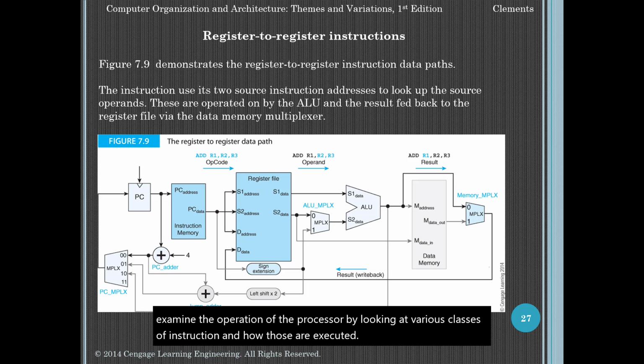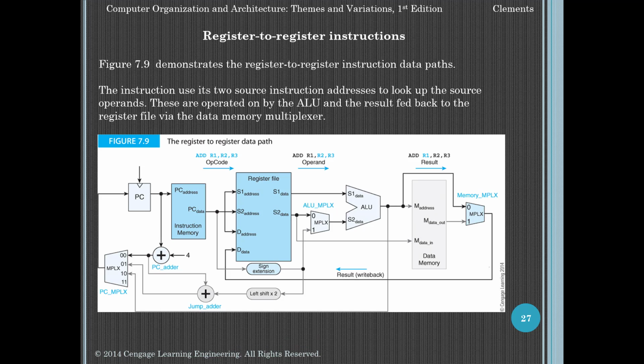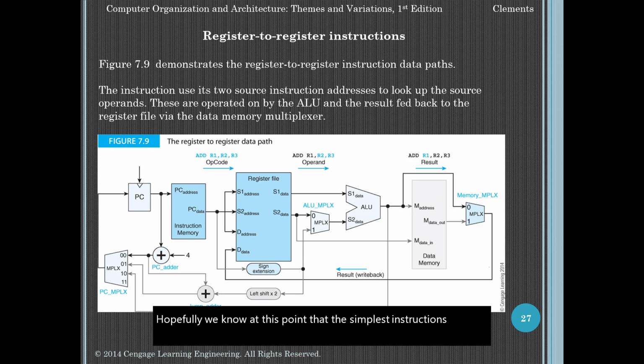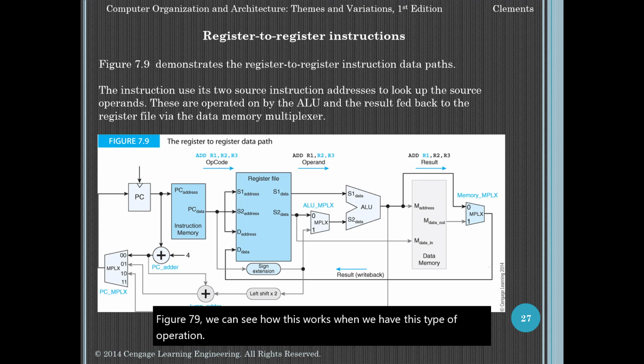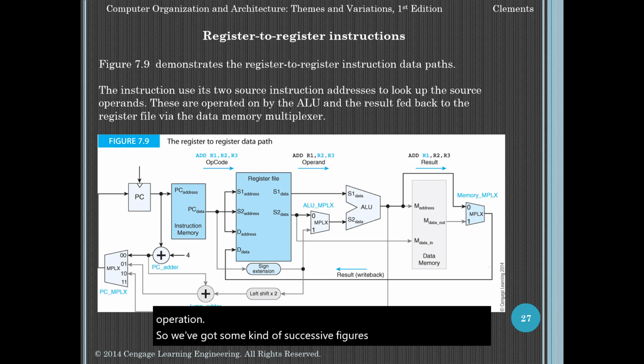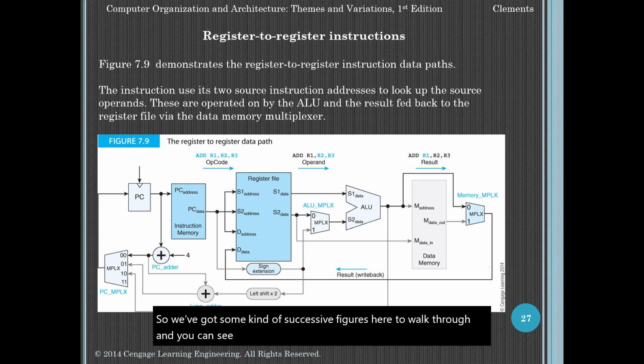Hopefully we know at this point that the simplest instructions to execute are register-to-register operations. And if we take a look at figure 7.9, we can see how this works when we have this type of operation. So we've got some successive figures here to walk through, and you can see the paths of information that are grayed out and the functional units that are taking part or not taking part in the operation.